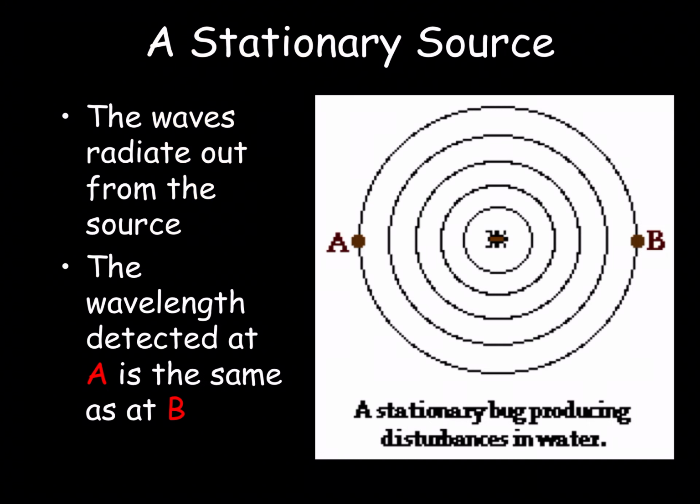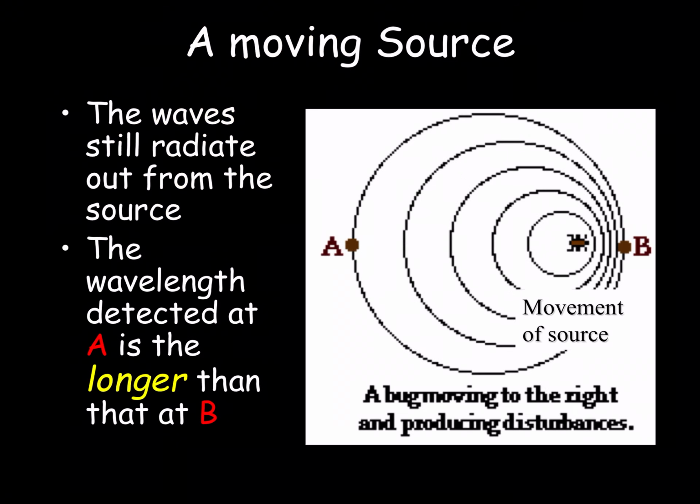Talking about waves. Now, we're going to talk about things emitting out from a centre. Here's a bug squiggling around on the surface of water, and you can see the little ripples are going out from the bug. The ripples are the same at A, at B, because the bug is stationary. So the wavelength at A is the same as the wavelength at B.